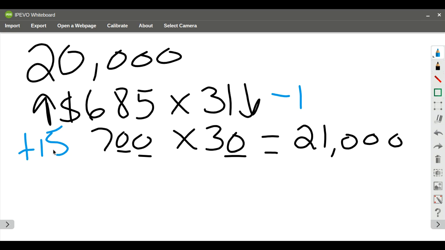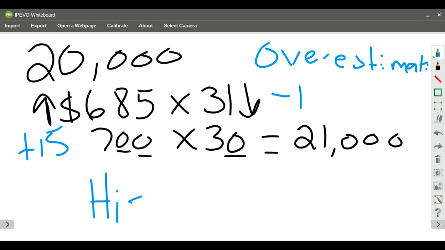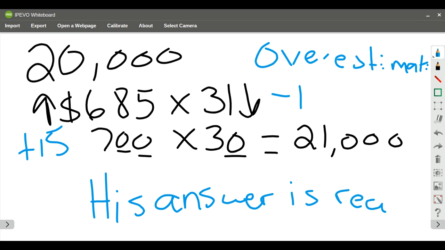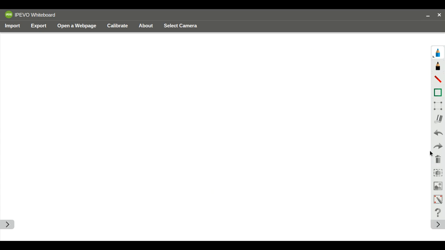So because what I rounded up is greater, I'm going to have an overestimate. And in this case, I think it's going to be okay that we overestimated because it's going to be close. If I did 685 and I rounded that down to 600, they wouldn't have made sales, but they're closer to 700. So his answer is reasonable. So really, it's not just also about being able to estimate, but it's also, can you identify when you need to overestimate or underestimate?